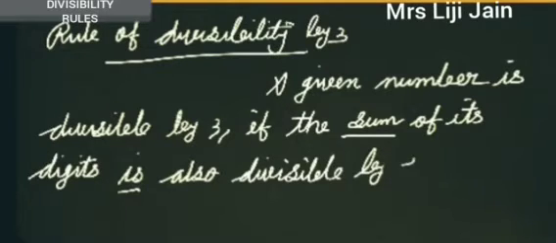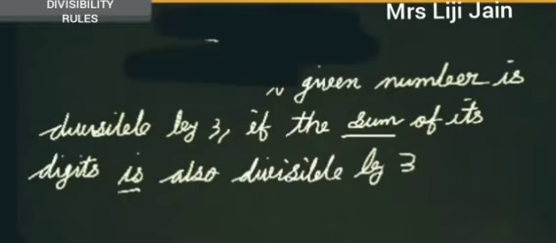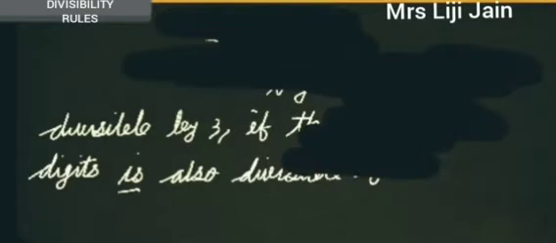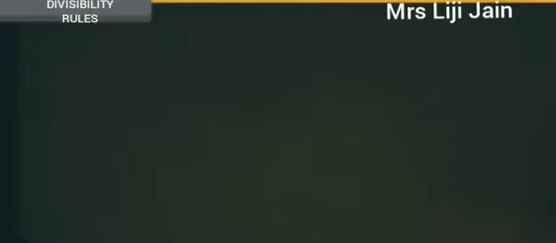Okay, let's write some examples. Write down the examples. Example A. If a given number is divisible by 3, what is the rule? If the sum of its digits is also divisible by 3. Let's check some examples. Example A.